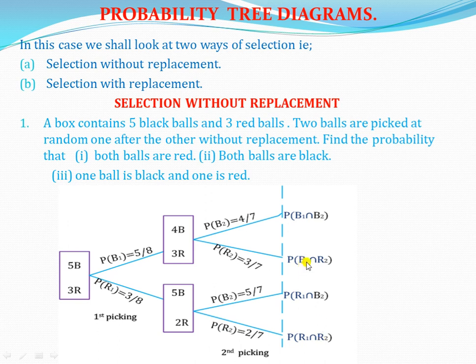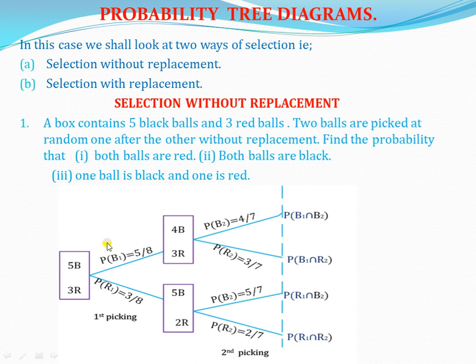This case means one black ball and one red ball. One red ball and one black ball. So that is how we interpret or draw a probability tree diagram. Now to answer the questions, Roman 1 says both balls are red.